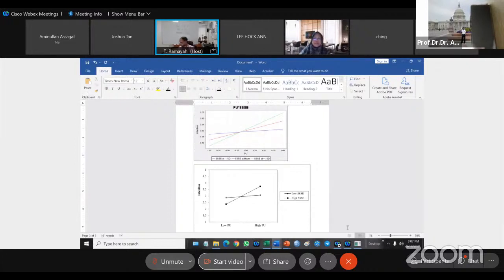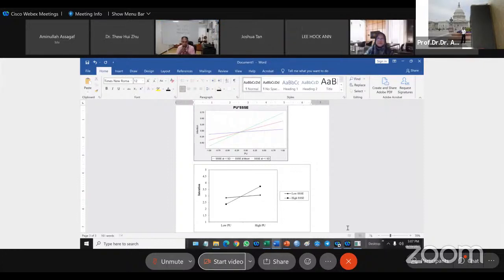Prof, can this moderation be run in a cross-sectional study? Yes. Because your independent variable and your moderator variable must be at the same time before they can interact, correct? Independent and moderator, they must interact. To interact, they must happen at the same time. It cannot be time 1, time 2. If time 1, time 2, they cannot interact.